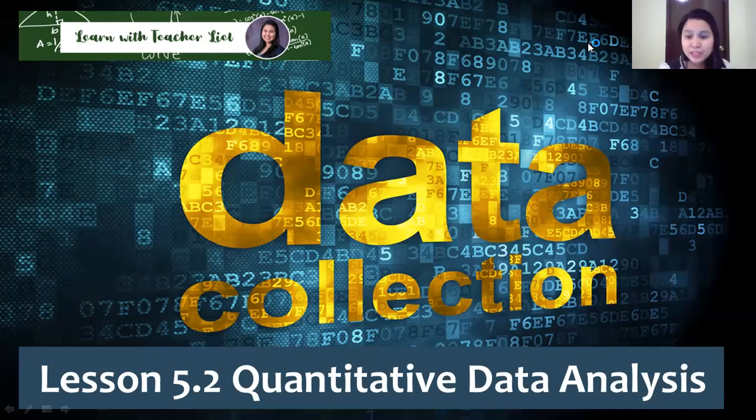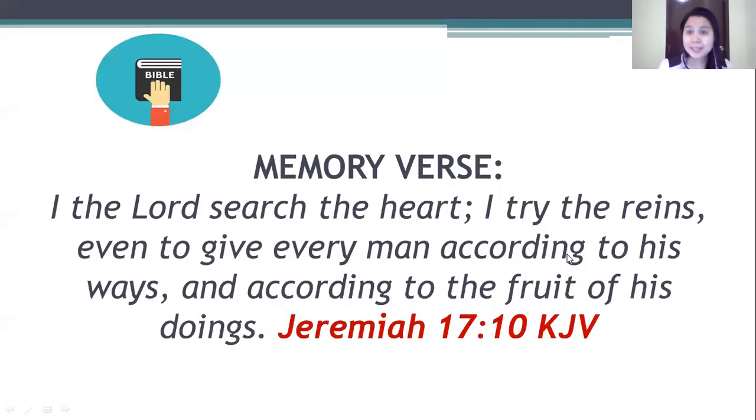Today's memory verse is found in Jeremiah 17, verse 10. It says, I, the Lord, search the heart. I try the reins, even to give every man according to his ways and according to the fruit of his doings.